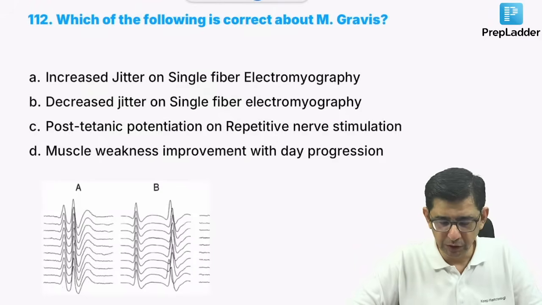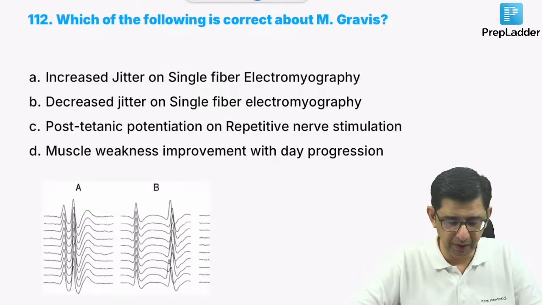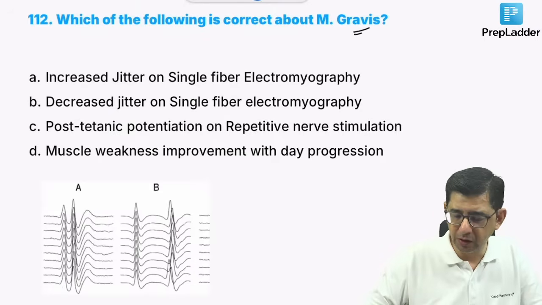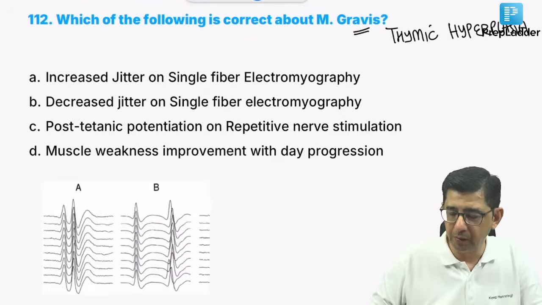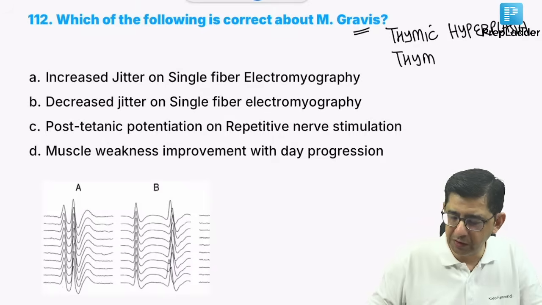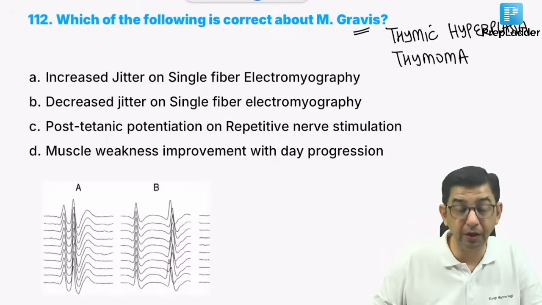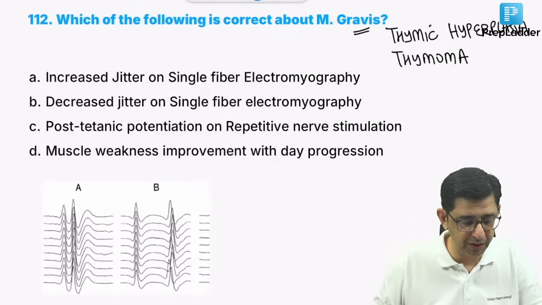Moving to the next one: which of the following is correct about myasthenia gravis in a patient? Waiting for your answers, guys. Myasthenia gravis is a disorder in which there would always be thymic involvement. Last time NEET PG asked why this patient would be having myasthenia gravis. In 65% of patients there's a thymic hyperplasia. In about 10% of patients there is a thymoma, which is why elective thymectomy would be required.